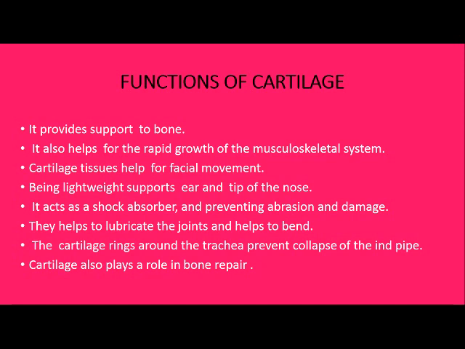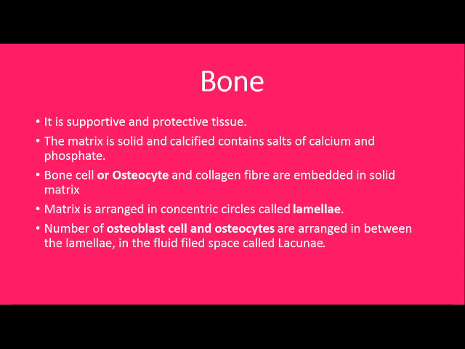The cartilage rings which are present in the trachea around the windpipe prevent the collapse of the windpipe. Cartilage also plays a role in bone repair. Now, what is bone, children?